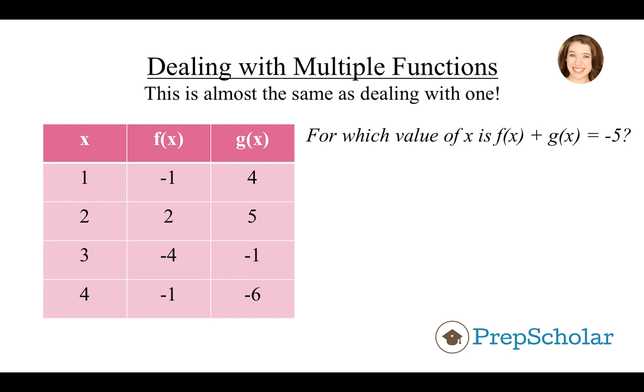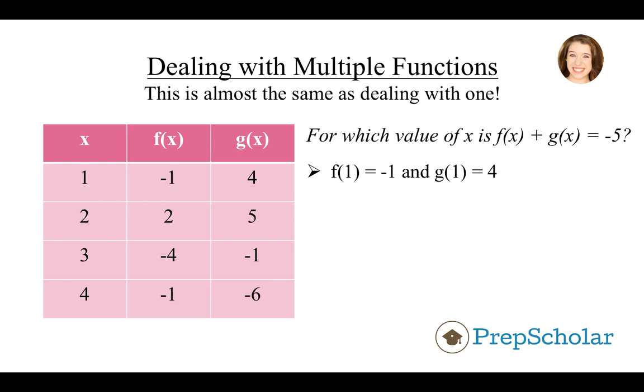Well, let's say we were dealing with this question. This is a first multiple function question we can look at. For which value of x is f of x plus g of x equal to negative 5? Okay, so let's go ahead and just do the exact same thing we just did with all of our tables. We know that f of 1 is equal to negative 1, and g of 1 is equal to 4, if we're plugging in that data correctly.